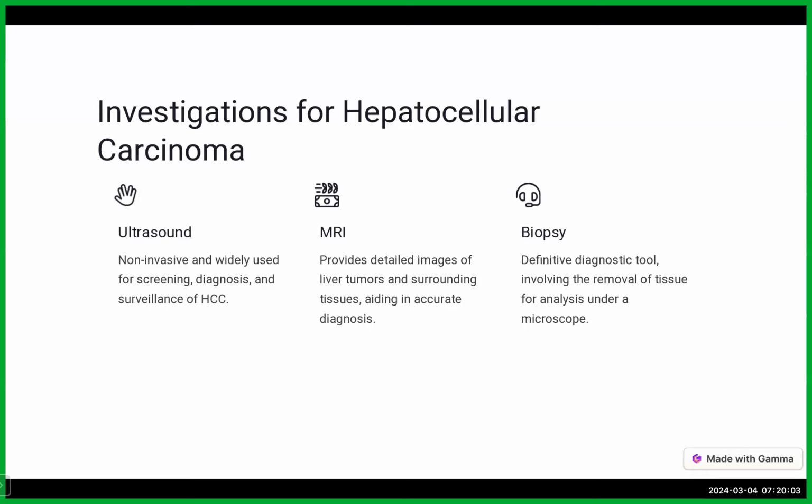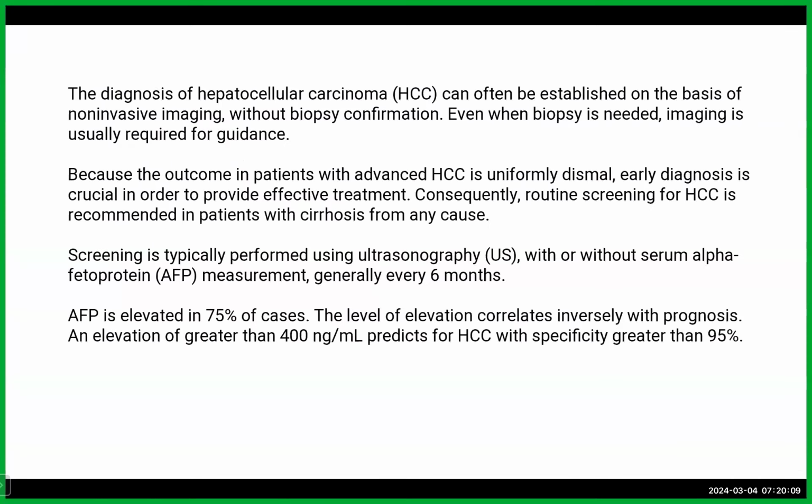Investigations: ultrasound, MRI for detailed images, biopsy. However, this is not regularly done. Alpha fetoprotein is a very important measurement in this. It's elevated in 75% of cases. The level of elevation correlates inversely with prognosis. An elevation of greater than 400 nanogram per ml predicts hepatocellular carcinoma with specificity greater than 95%.